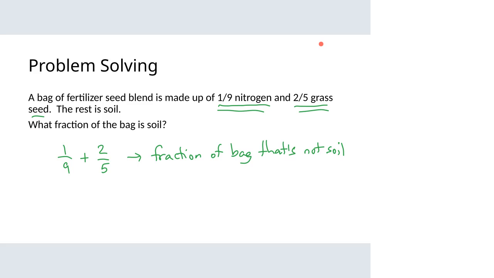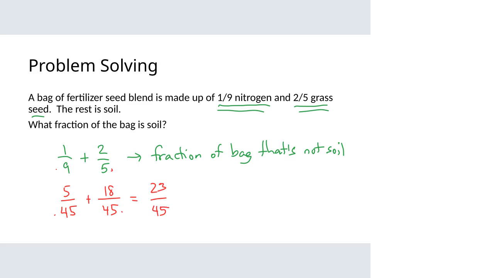9 and 5. 45? There might be a better one, but I'm going to use 45. Let's see, we multiply the denominator by 5, so multiply the numerator by 5. Again, equivalent fractions, the idea that 5/45 is the same as 1/9. Multiply denominator by 9, so we multiply numerator by 9. 18/45 is the same as 2/5. And then we can add those together, and we can see that 23/45 of this bag is not soil.